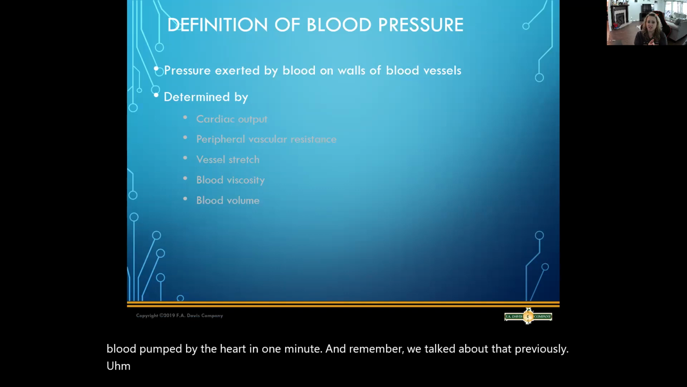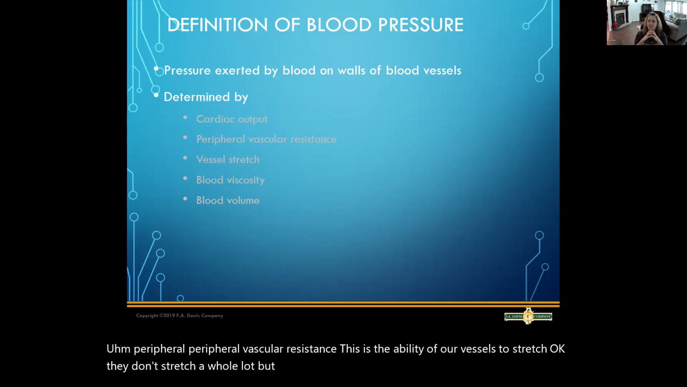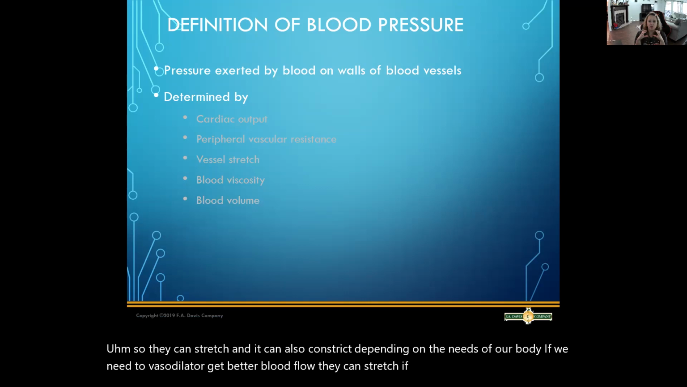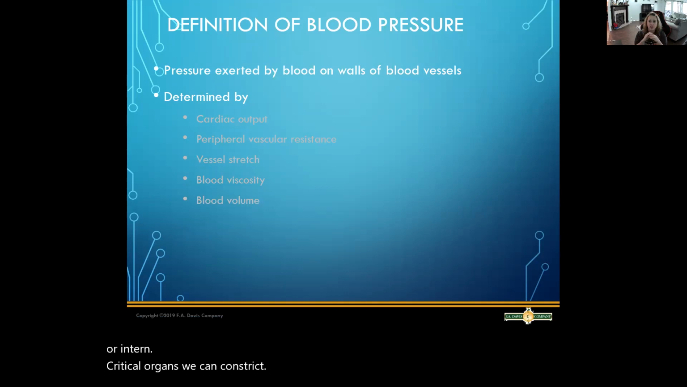Peripheral vascular resistance. This is the ability of our vessels to stretch. They don't stretch a whole lot, but they do have some elasticity to them. So they can stretch and they can also constrict depending on the needs of our body. If we need to vasodilate to get better blood flow, they can stretch. If we need to shunt blood to our critical organs, we can constrict. So we can try to control our pressure that way.